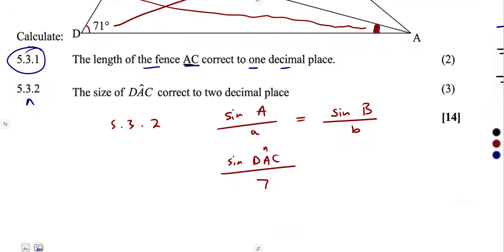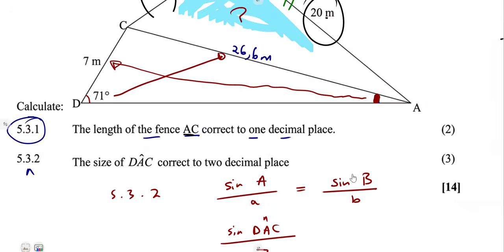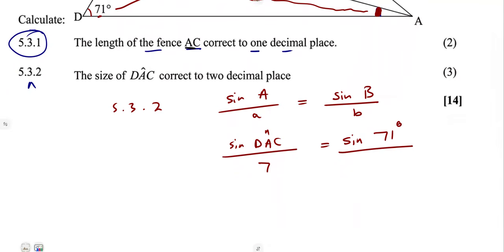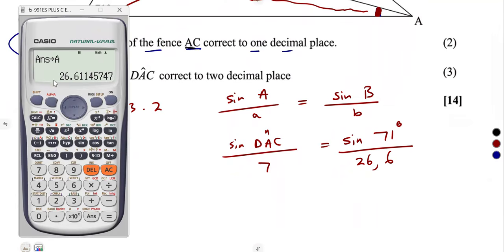The sine of the corresponding angle to the side, a complete corresponding angle and side. So D and this 26.6 is complete. So we are going to use the sine of the angle at D, 71 degrees, over its corresponding side, 26.6. This is where I said you can use the exact value in your calculator, the one that you stored at A, or you can use the rounded off value.